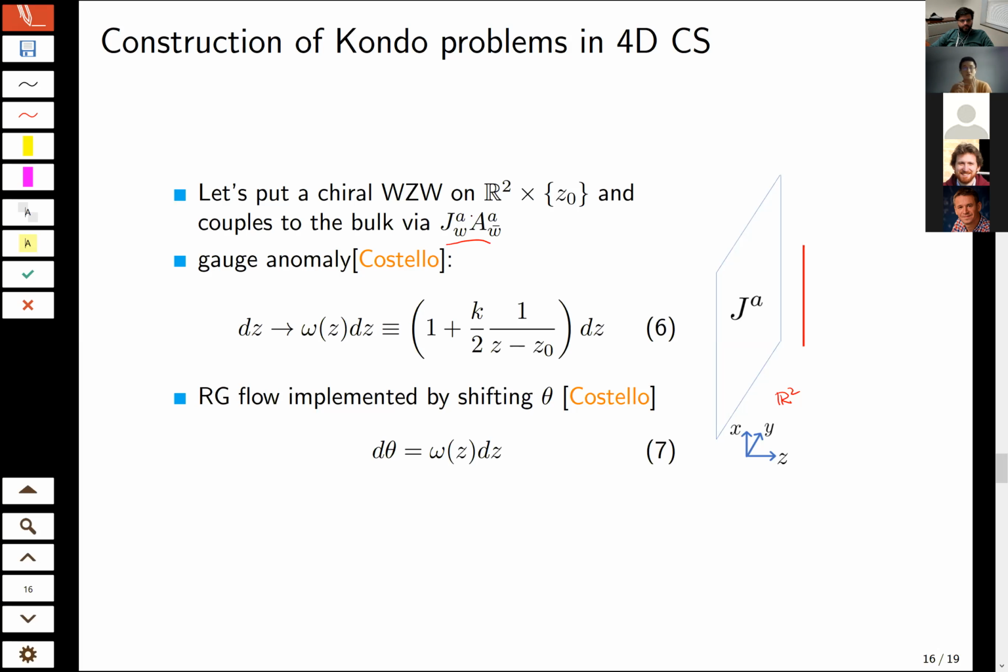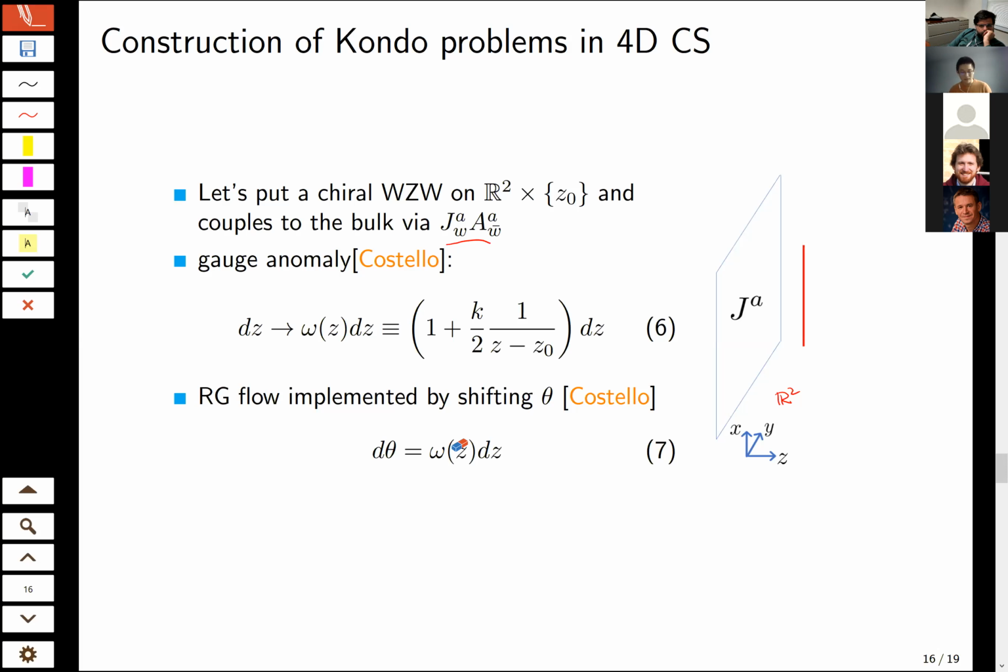Now we want to do the RG transformation in this case. It was shown by Costello very recently that there exists a choice of renormalization scheme and a choice of gauge such that when you do RG flow, the position of the surface defect doesn't change, but you move the position of the Wilson line. More precisely, you shift a theta parameter, where theta is defined as a primitive of this one-form. So in the UV, the Wilson line is very far away from the surface defect, but in the IR, they are very close.